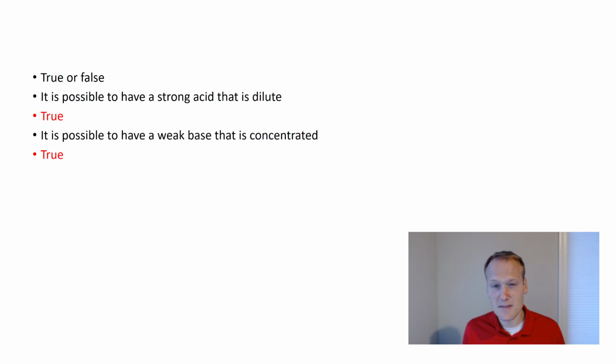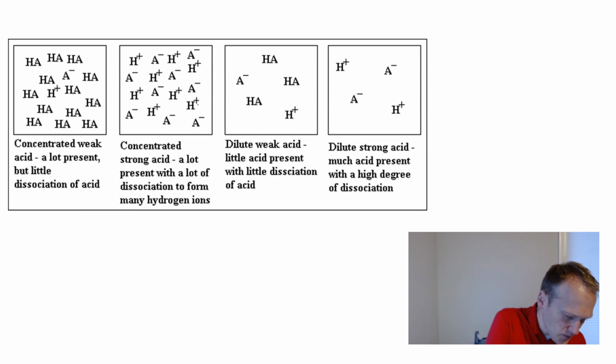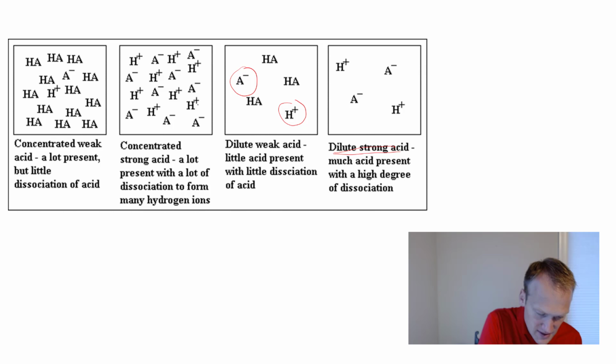Is it possible to have a strong acid that is dilute? Absolutely. Is it possible to have a weak acid that is concentrated? Absolutely. We can give you representations of this. This is a concentrated weak acid. It's an acid that doesn't dissociate all the time, but it's very congested because it's very concentrated. Here's a concentrated strong acid. Notice it dissociates completely. Everything is dissociated into cations and anions, and it's very dense. Dilute weak acid. We only see one of these dissociate, where this is a dilute strong acid. We have complete dissociation, but it's not very concentrated.